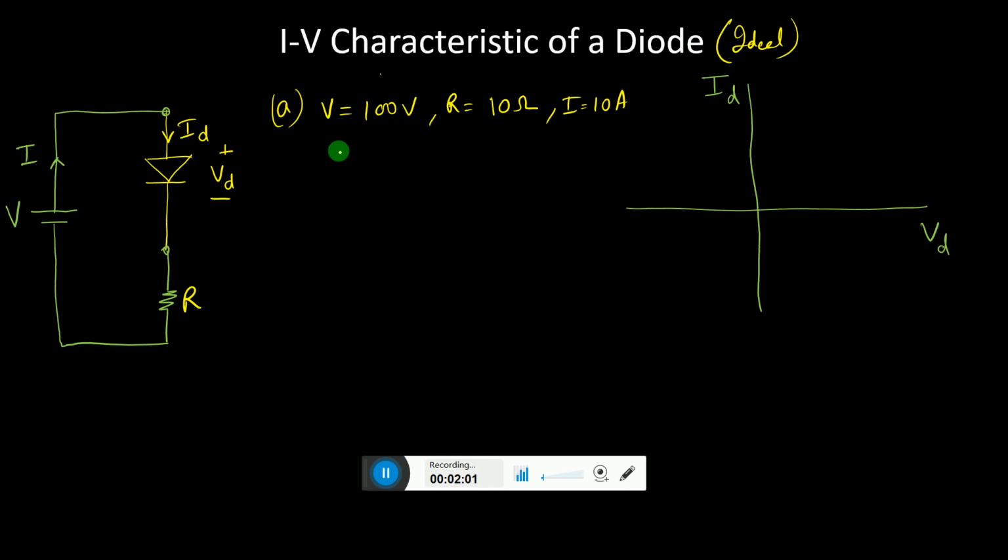Now our objective is to know what will be the value of ID and what will be the value of VD in this particular case. So obviously ID will be equal to I, and VD, the drop across the diode, in ideal it is 0, but usually it is 0.7 volt. If I plot in the X and Y axis, let us say ideal it is 0, the VD value is 0 and ID is having some value, so I am getting a point like here. But if I am taking the actual value, I will be getting a point somewhere here.